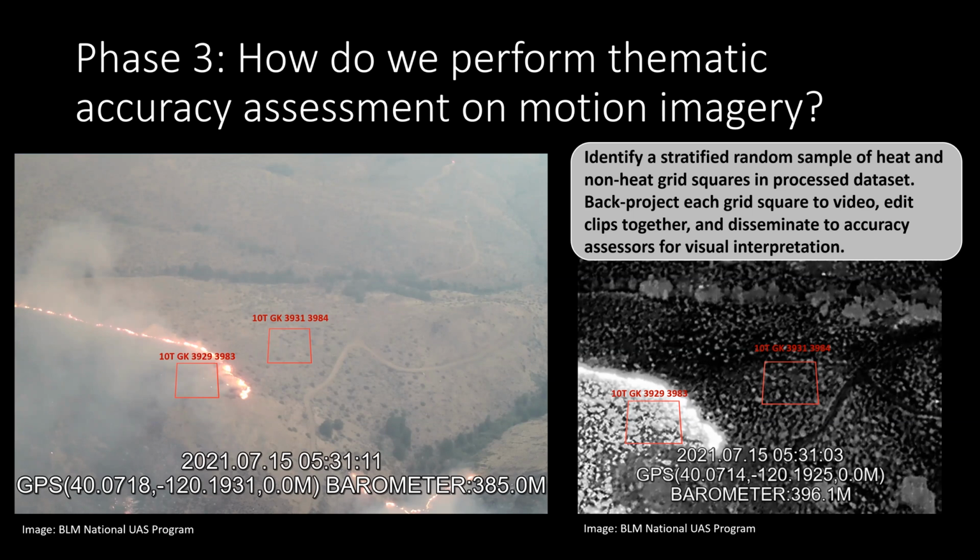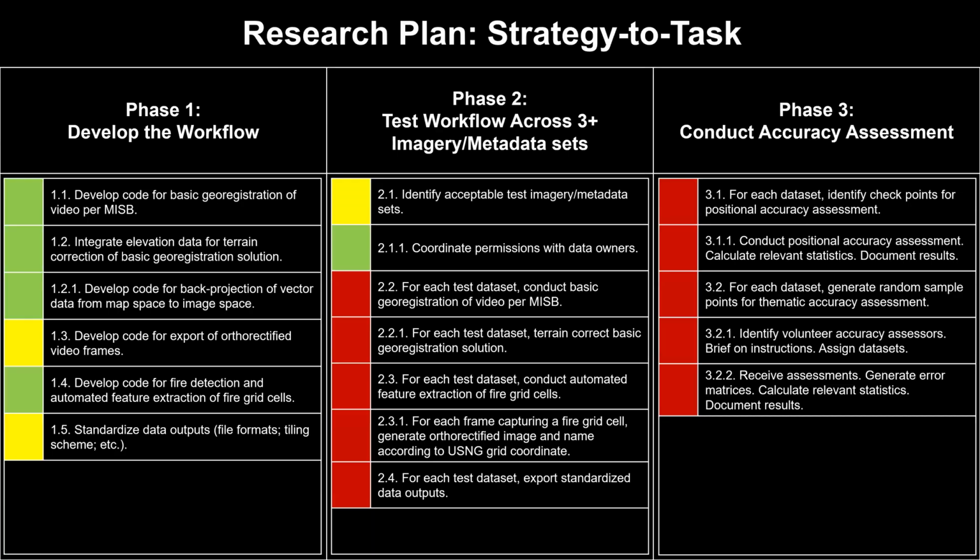And since we're using US National Grid, we've got unique identifiers for each of these grid squares. That's nice because we can just bust them all out in a spreadsheet. The accuracy assessor can watch the video and annotate, as they come to a particular grid square, whether they assess that there was fire observable in the EO and IR imagery inside of that grid square, or if the opposite was the case.